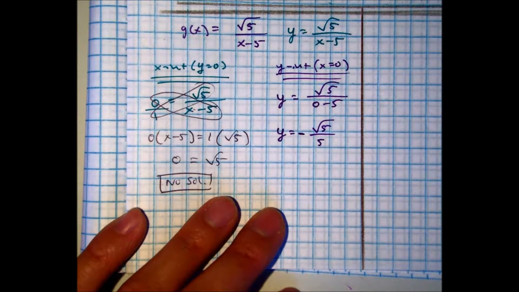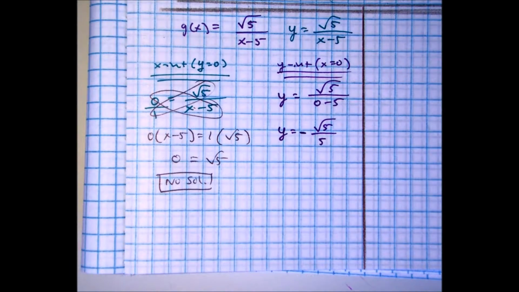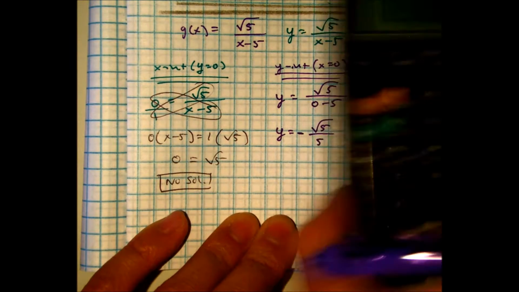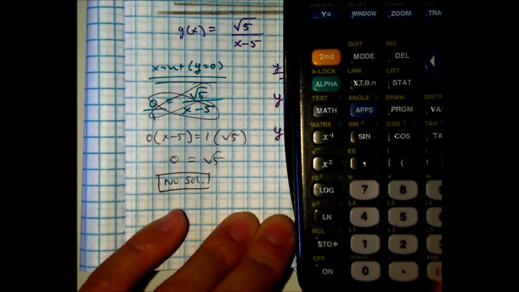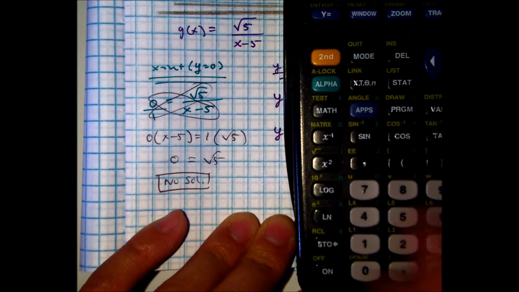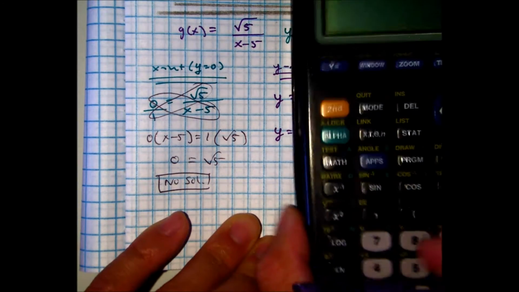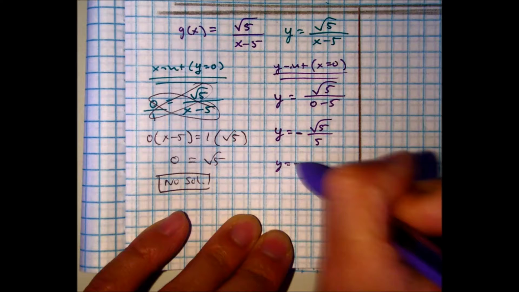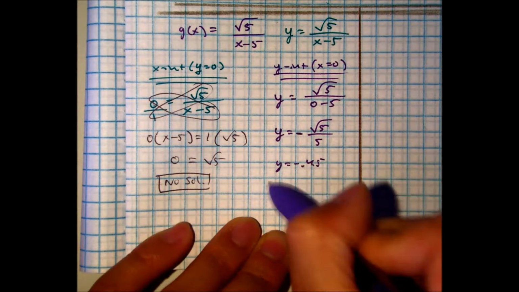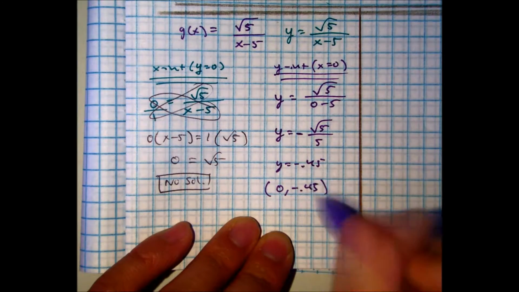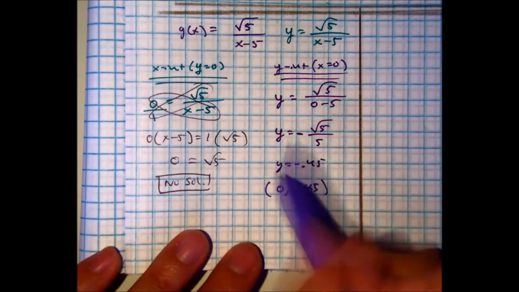And if you put that into your calculator, square root of 5 divided by 5, and that's negative, so like negative 0.45. So 0, comma, negative 0.45. It's my y-intercept. Something like that.